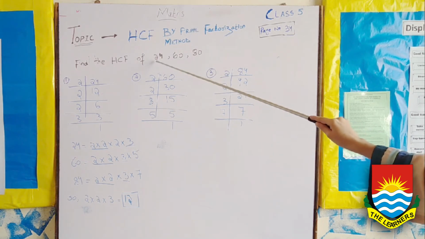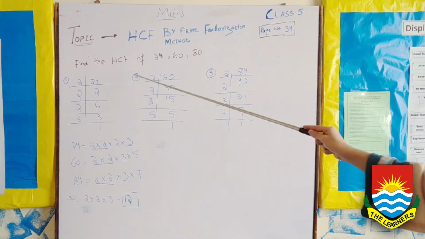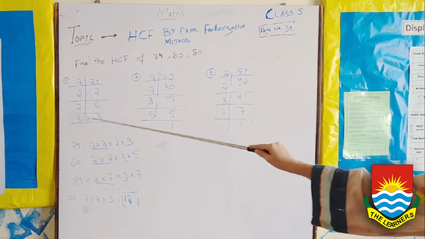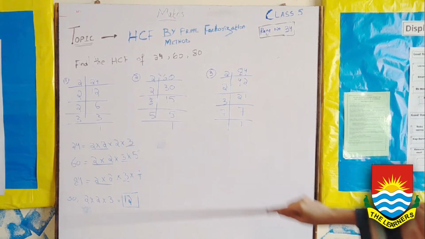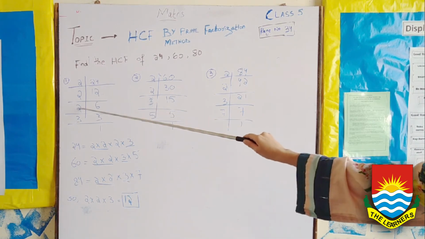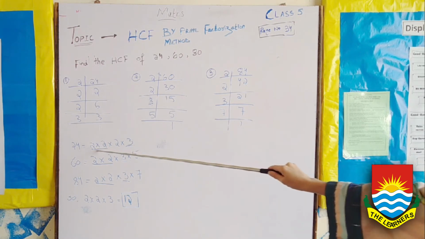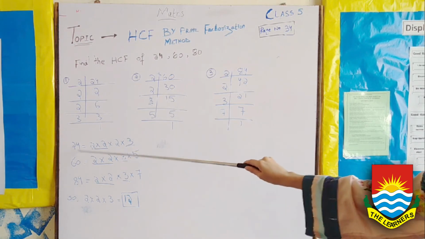Now take the factors of 24. 2 12s are 24, 2 6s are 12, 2 3s are 6 and 3 1s are 3. So 2, 2, 2 and 3 are the factors of 24.